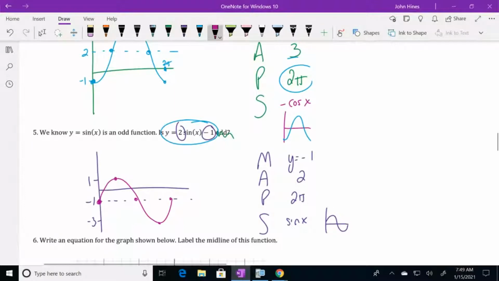And where does that end? Where does that one cycle end? Well, it ends at 2 pi. So on your x-axis, label where that one cycle ends.